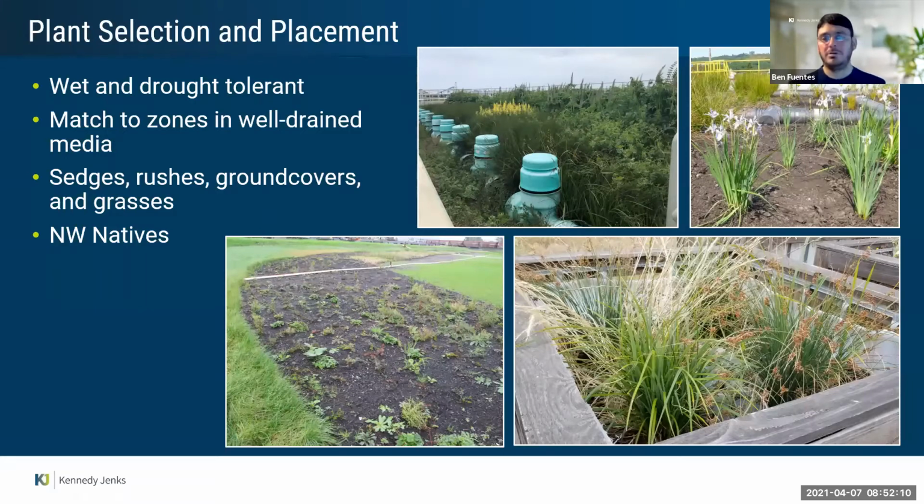And often you're looking to go with native plants because you'll have much higher confidence that if they can already survive under the hydrologic conditions available, that will ensure your success, that your plants will establish and be around for the long term.